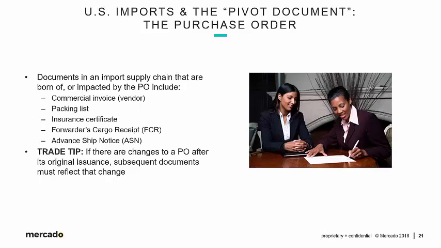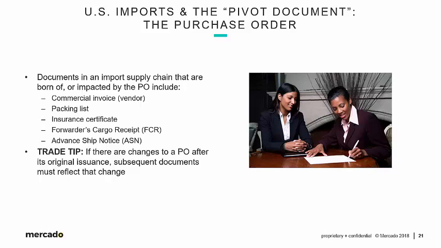First bullet, documents in an import supply chain that are born of or impacted by the purchase order include the commercial invoice. That's the commercial invoice that the supplier, the vendor overseas, creates after they produce goods and are ready to ship. Of course, that commercial invoice has to be a reflection of the purchase order. That's what started the whole transaction. Same for the packing list, which comes from the vendor as well. If an insurance certificate is required, it has to be a reflection of the quantities originally articulated in the PO.